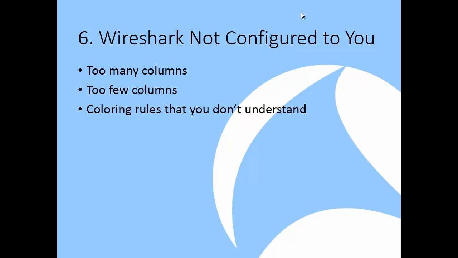Now, if we've had the opportunity to go to Sharkfest, we have a lot of great sessions on how to tune Wireshark to your visibility, your preferences, things that you are comfortable with reading. If we're using a Wireshark system that's been configured for somebody else, maybe they have too many custom columns. Maybe they have too few columns. Maybe they've configured some coloring rules that we simply don't understand. So what do we mean by this?